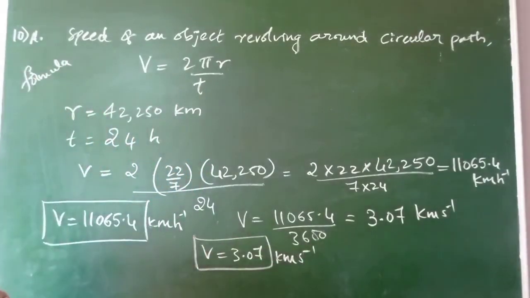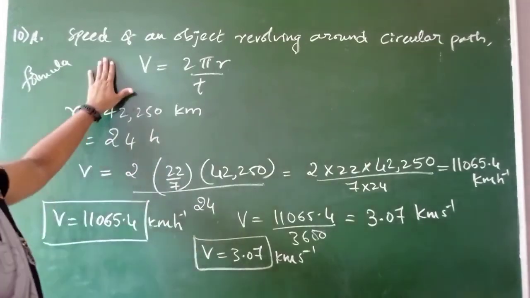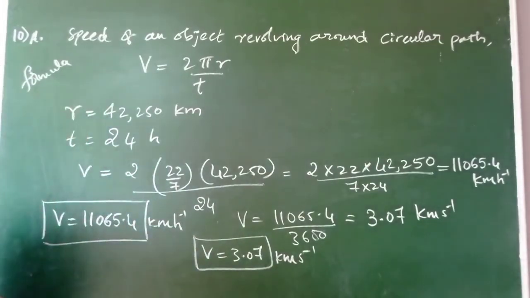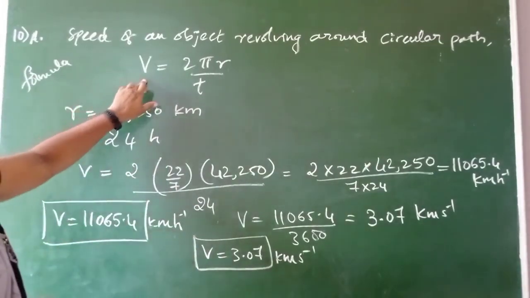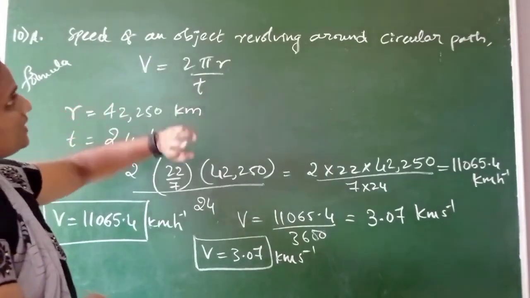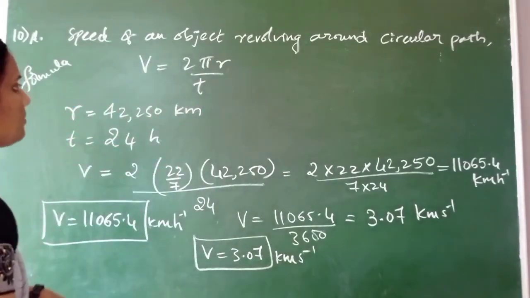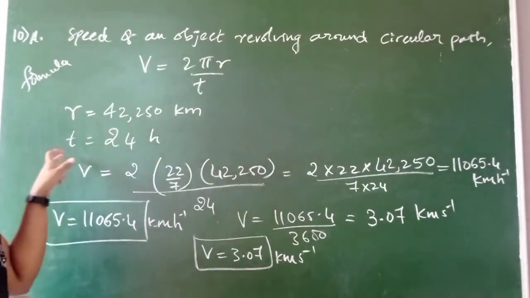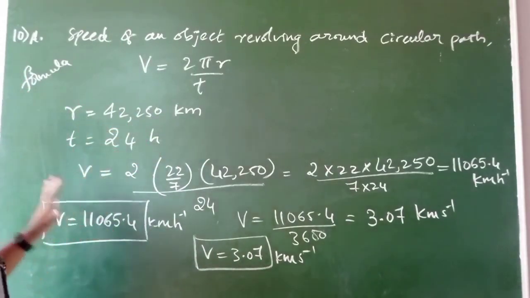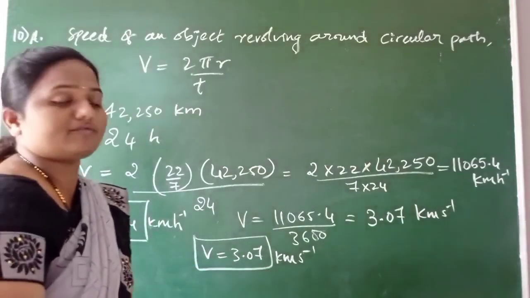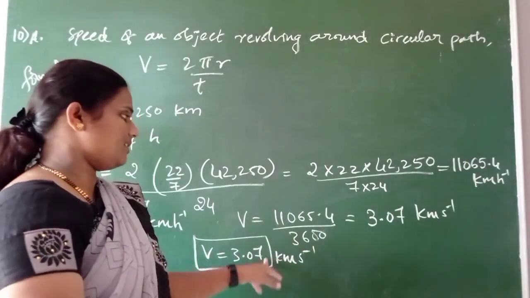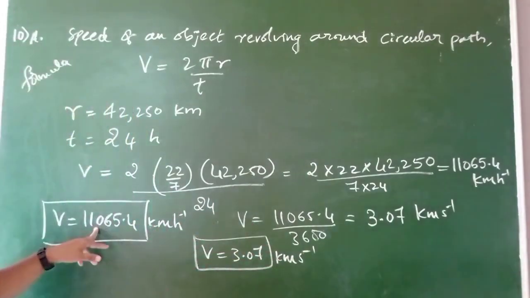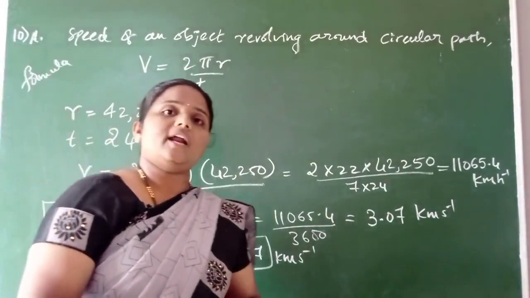Got it, children? Okay. See, children, this question is very simple if you understand the question neatly. Here they clearly said that an object is making a circular path and its radius is found to be 42,250 kilometer and duration is 24 hours. So by substituting all the values, in terms of seconds you will get 3.07. In terms of hours you will get 11,065.4. Got it, children? Okay.